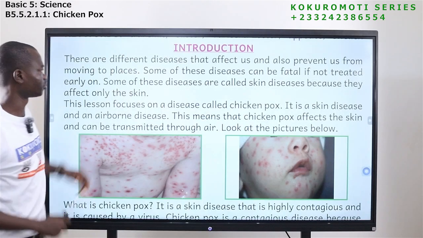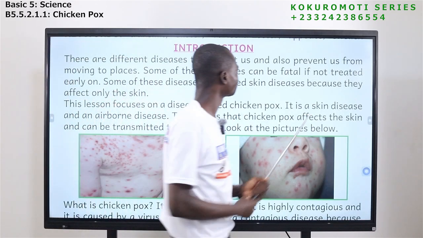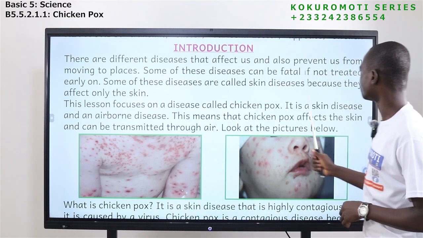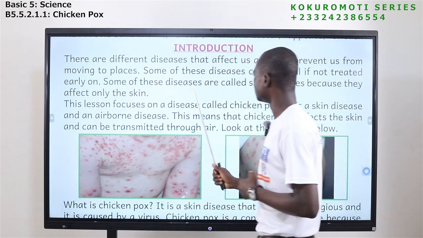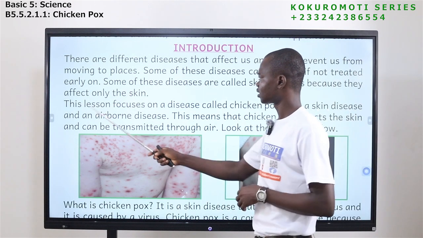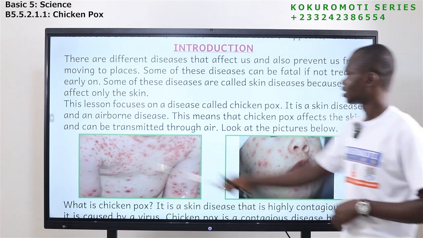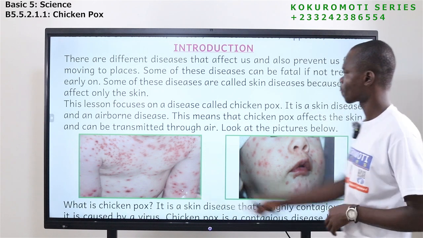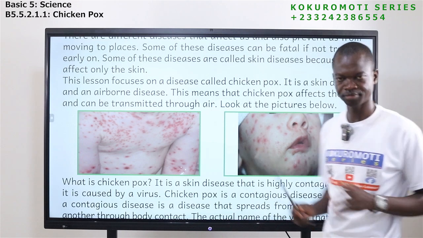Okay, now let's read. There are different diseases that affect us and also prevent us from moving to places. Some of the diseases can be fatal if not treated early on. Some of the diseases are called skin diseases because they affect only the skin. This lesson focuses on a disease called chickenpox. It is a skin disease and an airborne disease. This means that chickenpox affects the skin and can be transmitted through air.